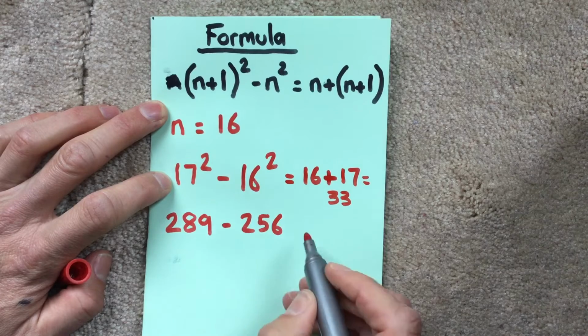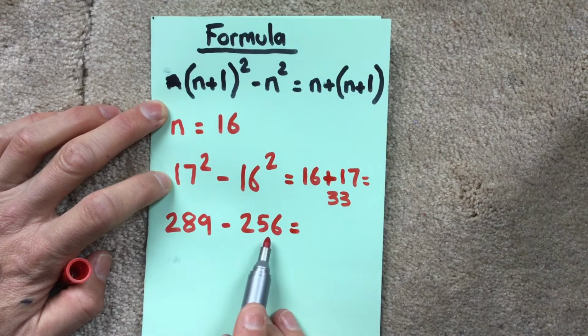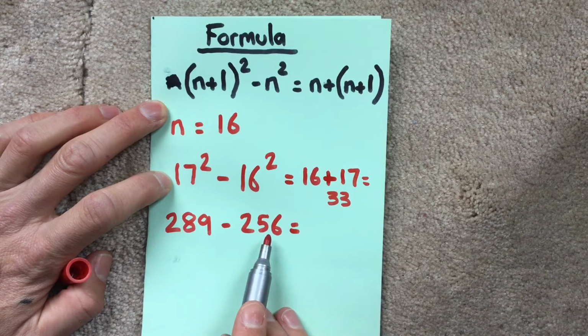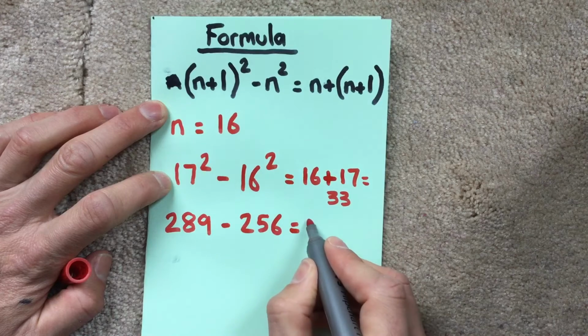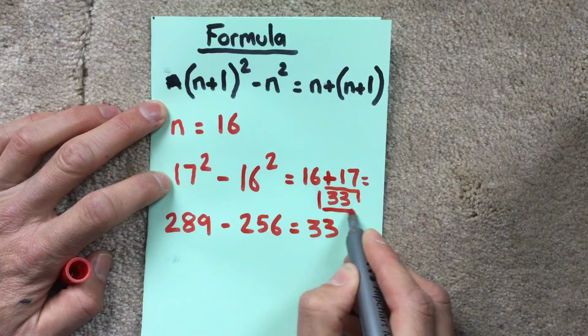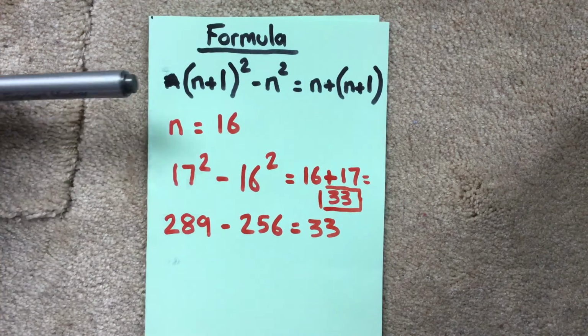And I think the difference here, 256 to 280, 50, 60, 70, 80, it is 33, isn't it? It is 33. So my formula may not be perfect, and maybe you can think of a better one, but this formula does work.